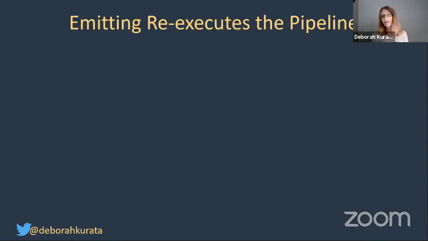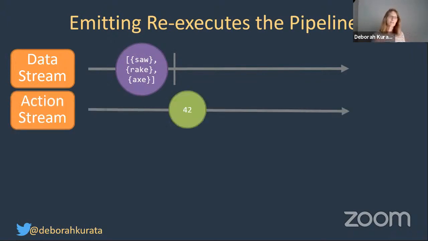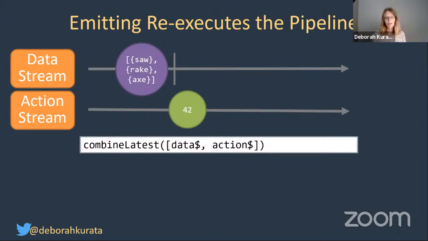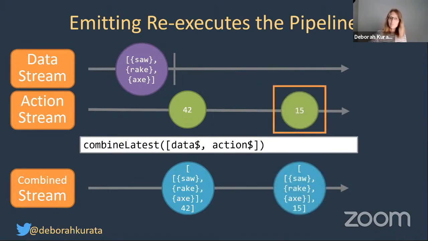All right, re-executing: the pipe is re-executed when another value is emitted. So again, our data stream is one and done, it emits and completes. Our action stream, though, if the user picks one, the combine latest will emit both. So it's giving me the array of products and that number. Now, if the user then picks a different product on the list, it will re-emit, it will recombine latest, and it will give me the most recent, the latest, hence combine latest, the latest item in each stream.